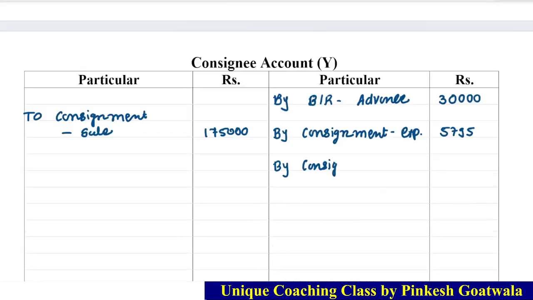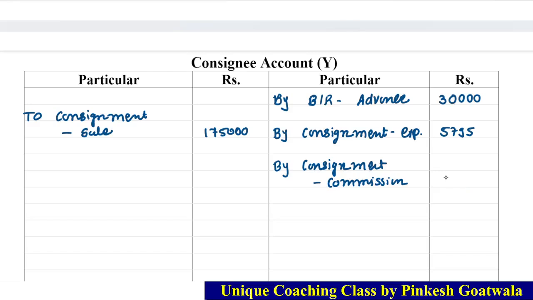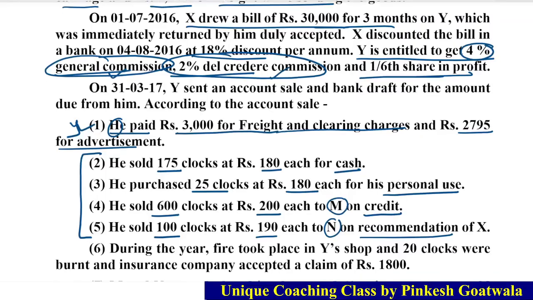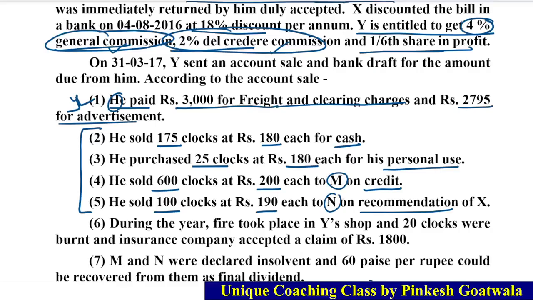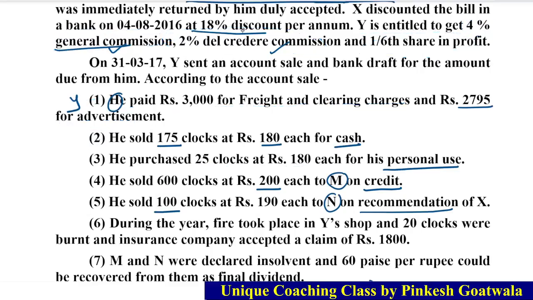by consignment commission, amount is 9,400. Okay, now the next point is about the share in profit. The share of profit we will get at the last, so we will give its effect at the last.